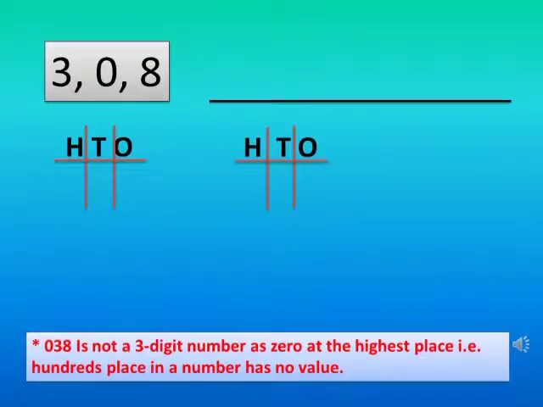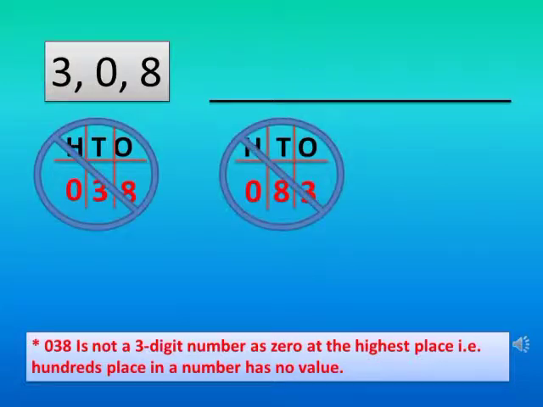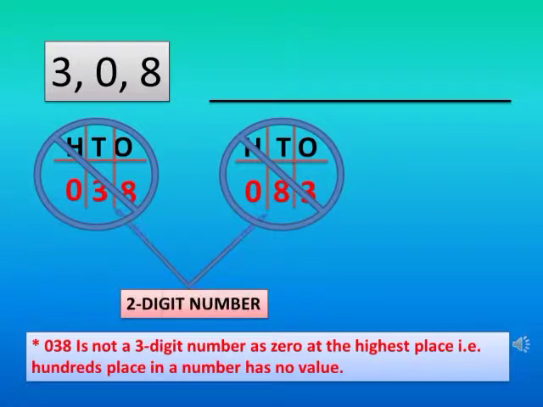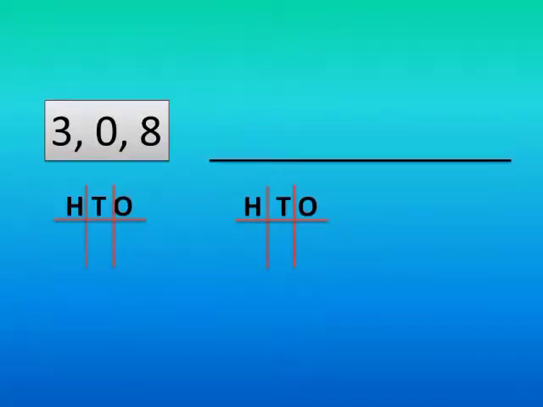Here, the given digits are 3, 0 and 8. Remember, whenever there is a 0 in the given digits, we cannot write 0 in the hundreds place, as the number will then become a two-digit number. Therefore, we will take 3 in the hundreds column. After this, we will arrange the remaining two digits, that is 0 and 8, at tens and ones place. Write 0 at tens place and 8 at ones place. Thus, the number formed is 308.